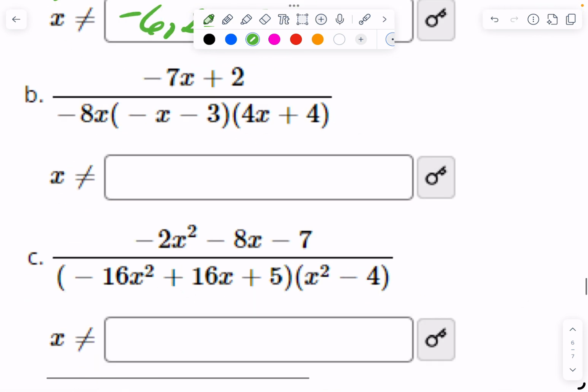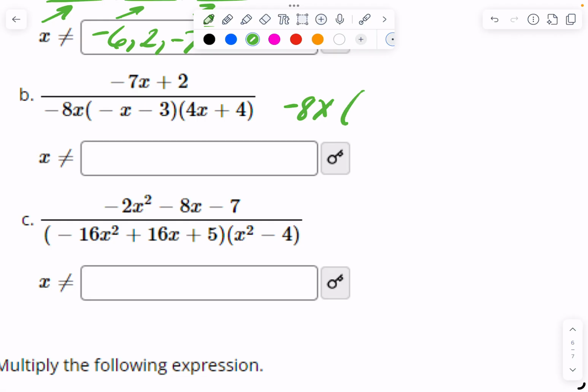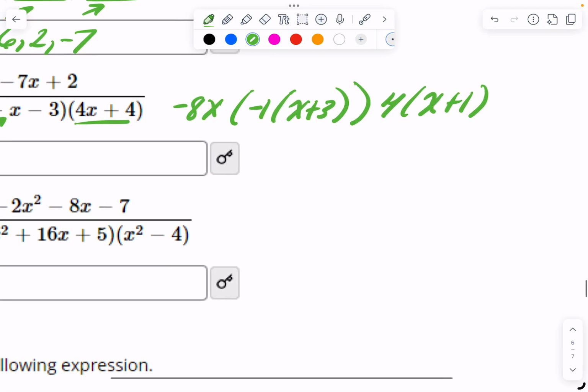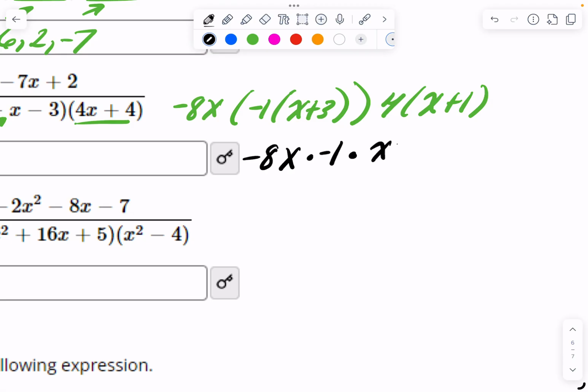Unfortunately, this one's not factored. So we have -8x. We've got to factor out a -1. Then left is x plus 3. And then we've got to factor out a 4, and left is x plus 1. Now, really what we have is a -8x times a -1 times an x plus 3 times a 4 times an x plus 1.